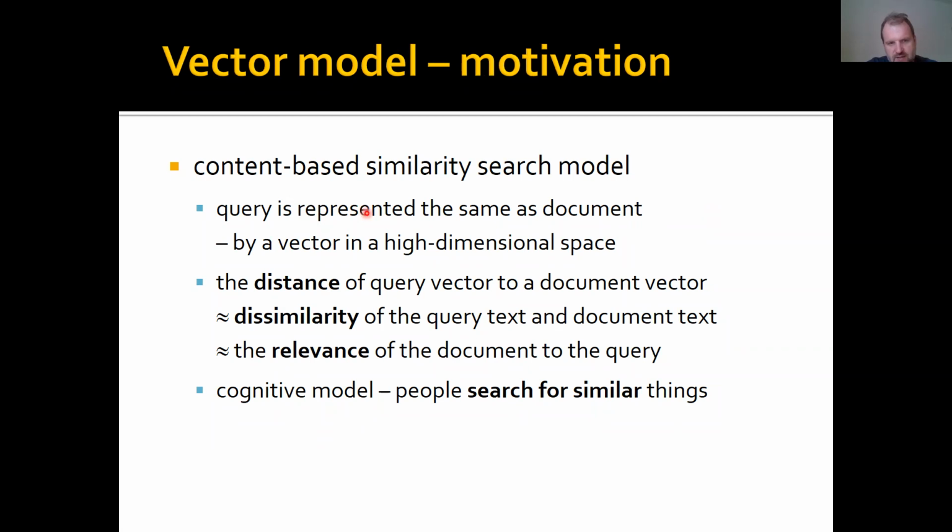So vector model, the motivation. Here we have the first fully content-based search model, because the query is represented as a vector, and also the document is represented as a vector, and it's a high-dimensional vector. High-dimensional meaning tens of thousands of dimensions. We already had binary vectors in Boolean model. Now we will have real vectors. And the intuition or the reason for introducing vectors for documents is that we will measure relevance of a document to a query using distance of the query vectors in space.